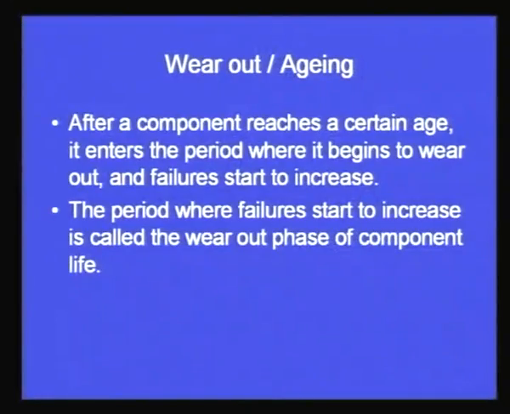So, three different phases are there, first, second and third, and the third phase is such in which the failure rate subsequently increases because of the wearing out of the product or the wearing out of the system. So, the period where failures start to increase is called the wear out phase of the component life or the wear out phase of the product life.